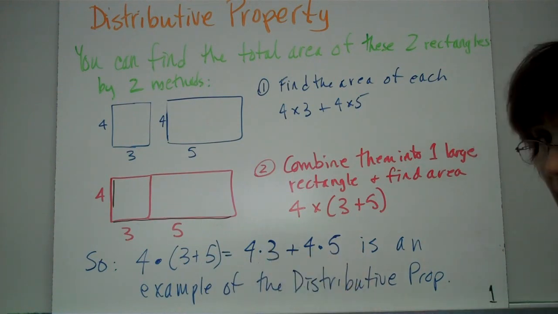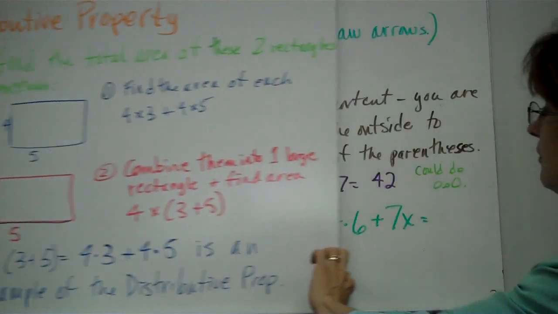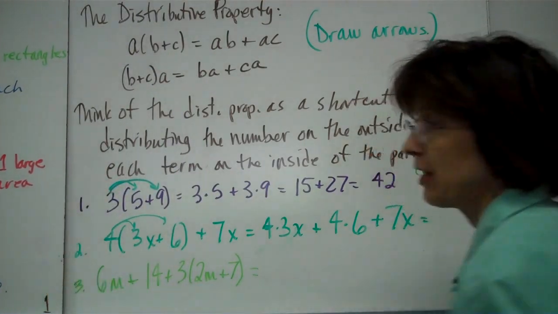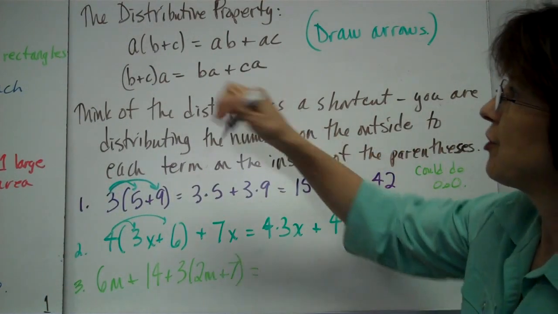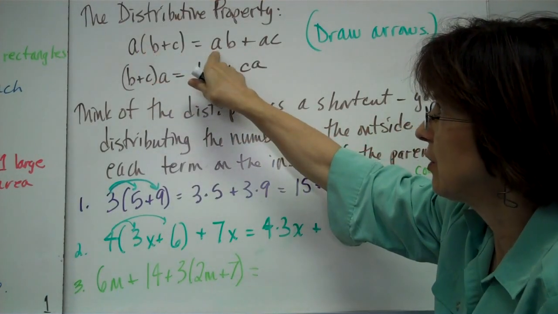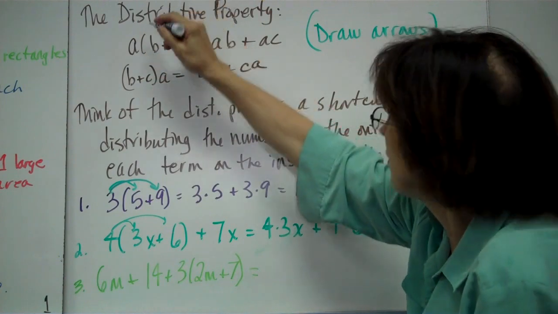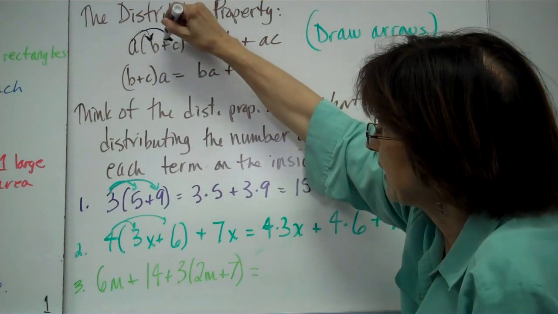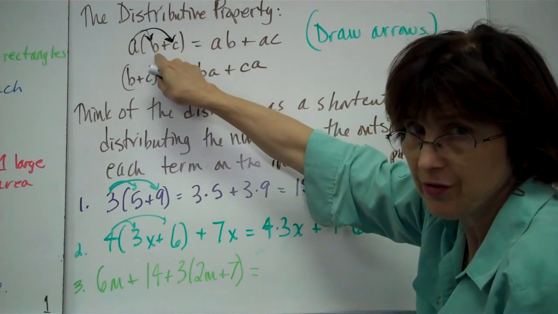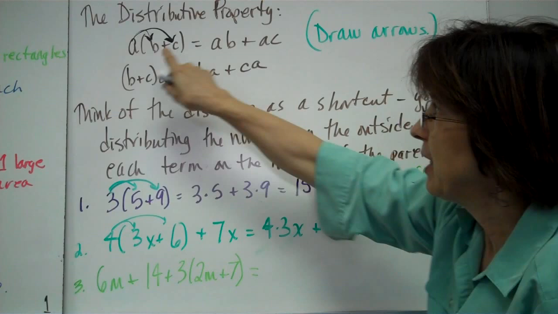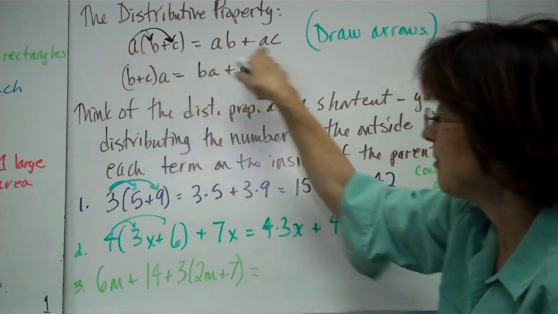Now here's how it actually works. Let me show you. If we use letters for all the numbers, that is, variables, supposing we had some number a, and then parentheses b plus c. That's going to equal a times the b. What I always like to do is have you draw arrows, a to b and a to c, to make sure that you distributed the a to the b and the a to the c. So it's a times b plus a times c.